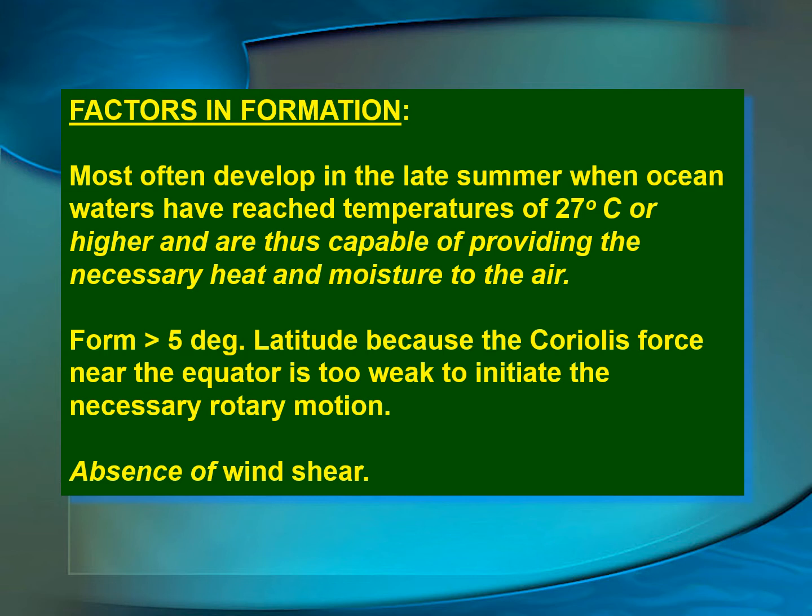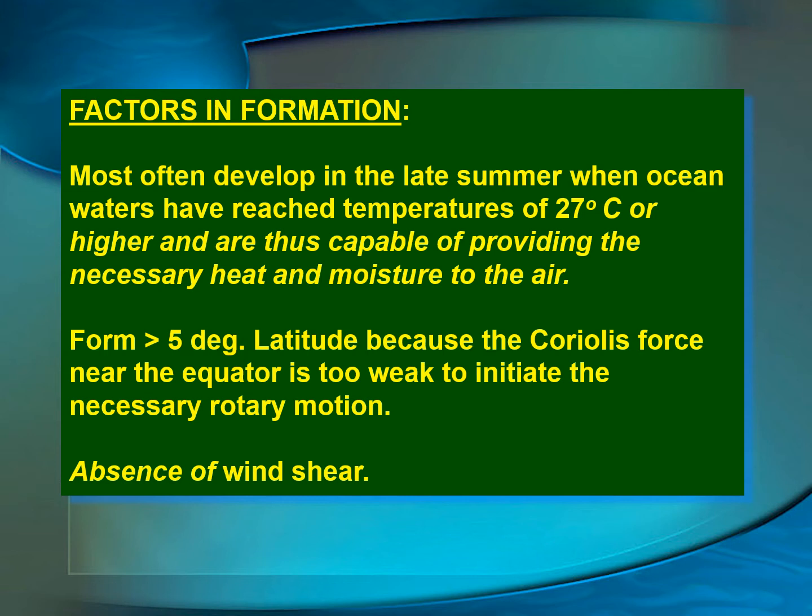And as I mentioned before, why are these not forming right at the equator or within, say, 5 degrees north or south of the equator? And that is because the Coriolis force is very weak. So you're not going to get the cyclonic motion north of the equator or anticyclonic motion south of the equator.